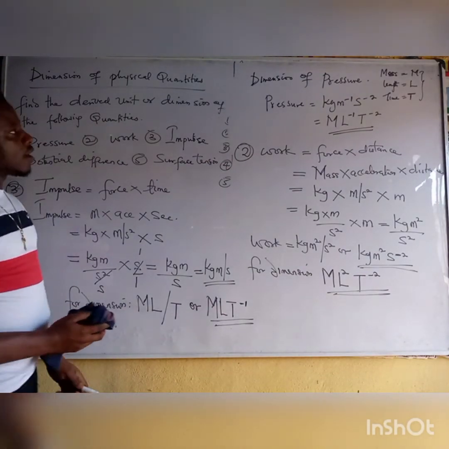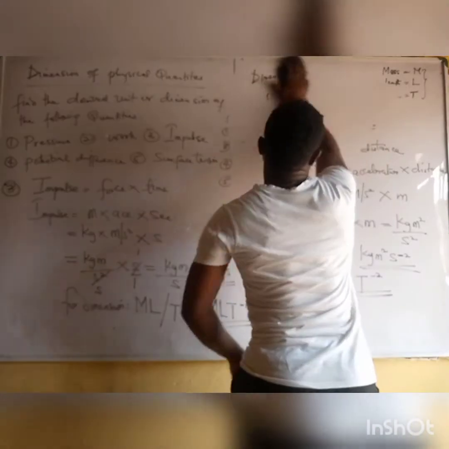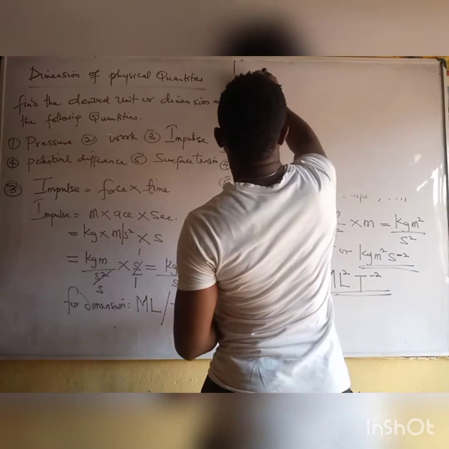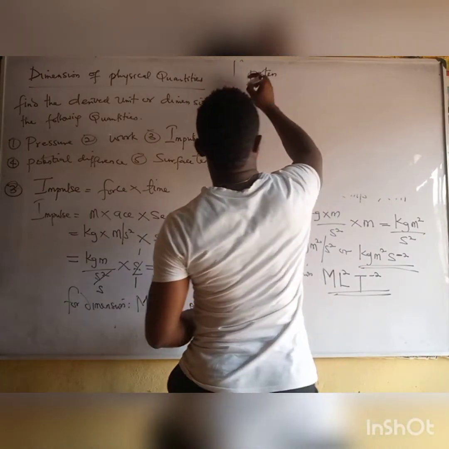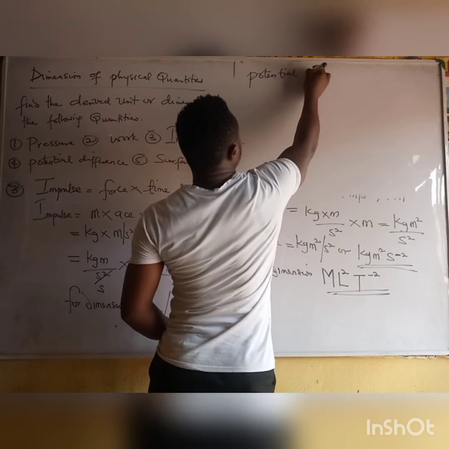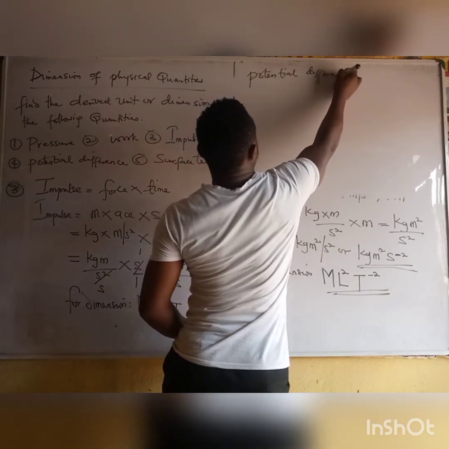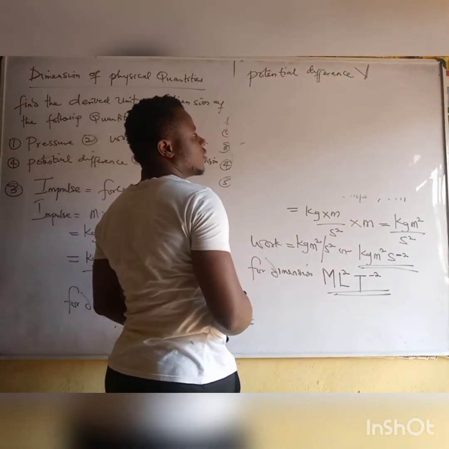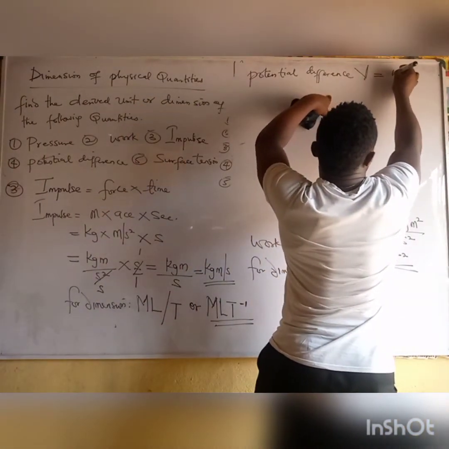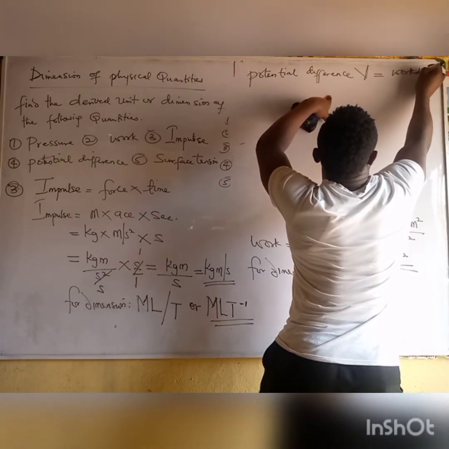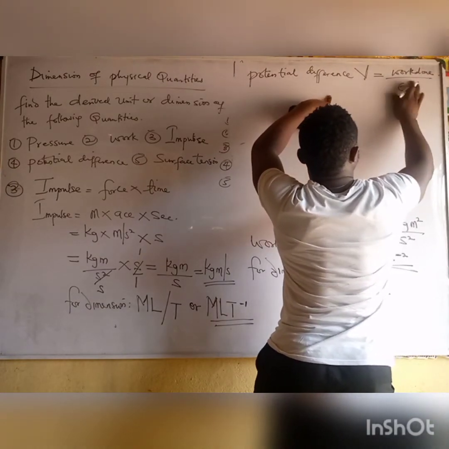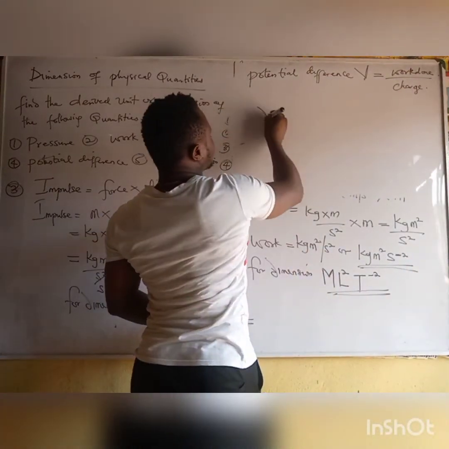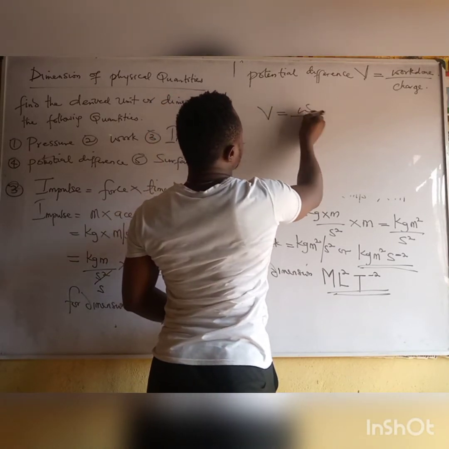So we have another one, which is potential difference. We use V to represent it. Now, what is potential difference? The formula is work done over charge. So potential difference is equal to work done over what? Charge.